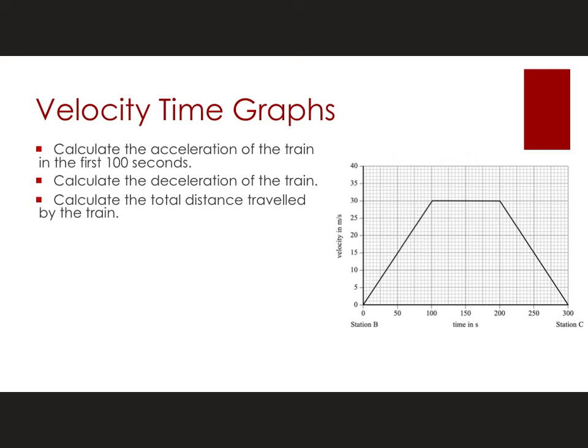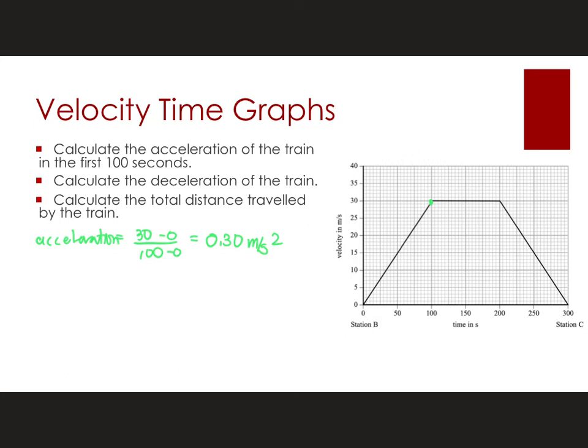So for the first part, calculate the acceleration of the train in the first 100 seconds. Here we go. And this point here is at 100 seconds and 30 meters per second. Remember what I said earlier about being able to use units? This ends up giving us 30 meters per second divided by 100 seconds, and so the units are meters per second squared.